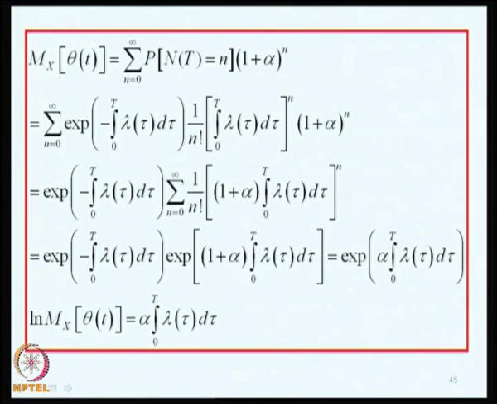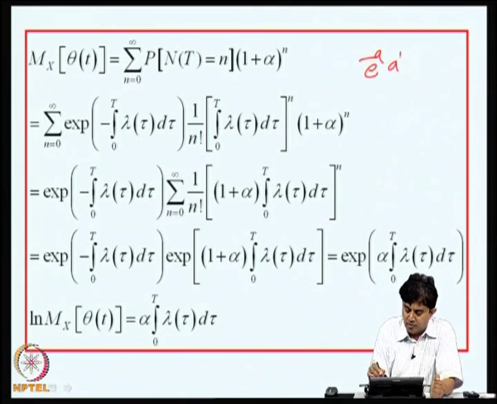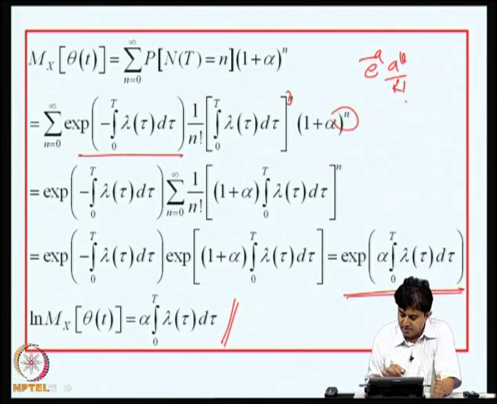So, we return to the definition of M_X(theta) of T. This is the probability of N(T) equal to n times (1 plus alpha) to the power of n. Now, the probability of N(T) equal to n is exp of minus integral 0 to T lambda(tau) d tau, times 1 by n factorial times the integral 0 to T lambda(tau) d tau to the power n, which is like e raised to minus a, times a to the power of k by k factorial, into (1 plus alpha) to the power of n. We can rearrange these terms a bit. The first term is independent of n and is taken out, and we take this (1 plus alpha) inside, because there is a power n common to both expressions. If you simplify, we can show that the log characteristic function is given by this, and the characteristic function is this. So, the log characteristic function is alpha times integral 0 to T lambda(tau) d tau.